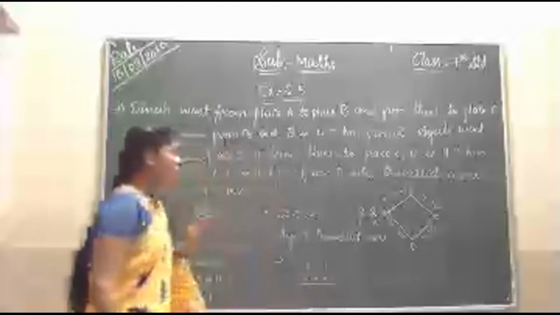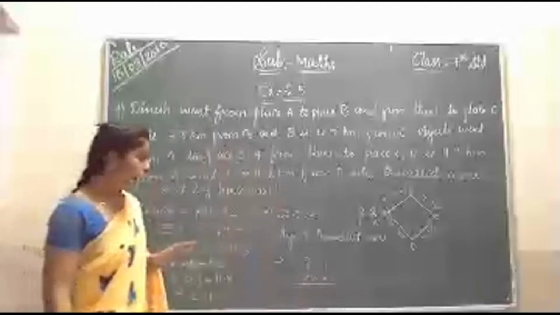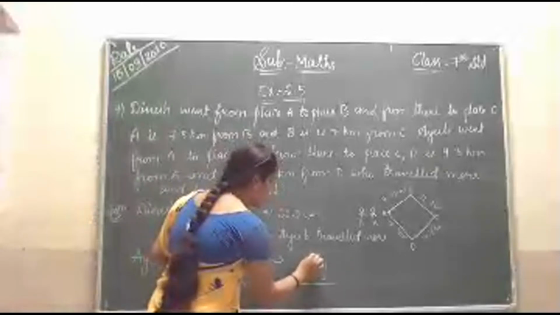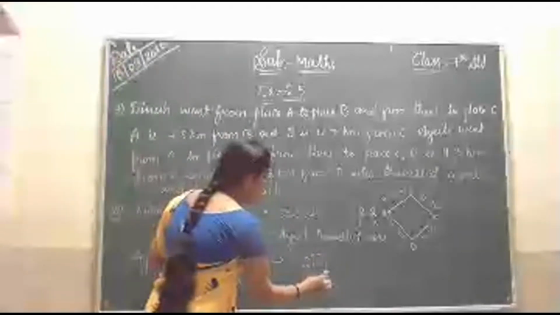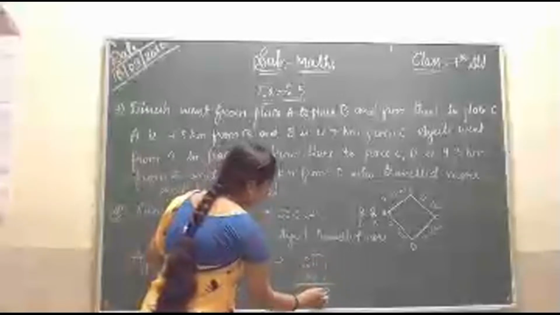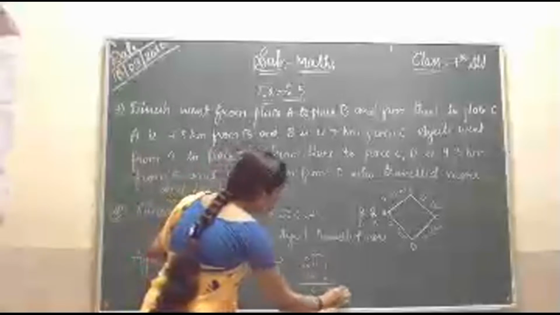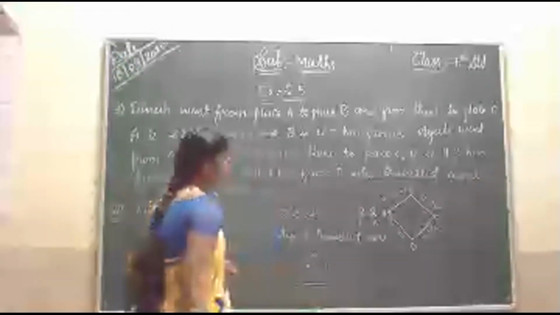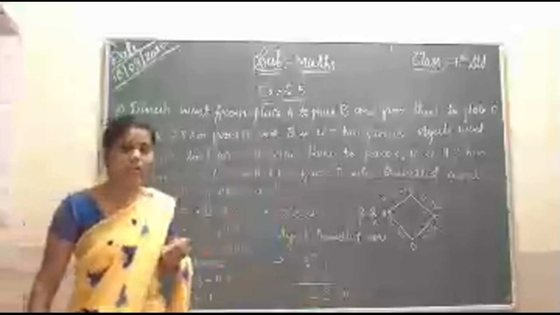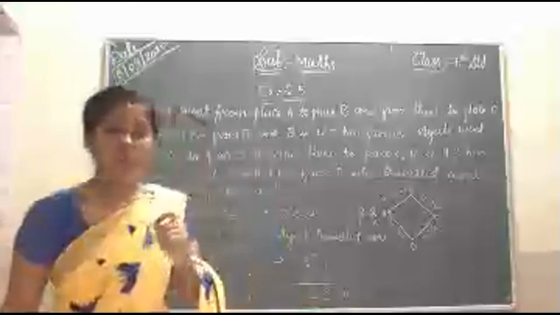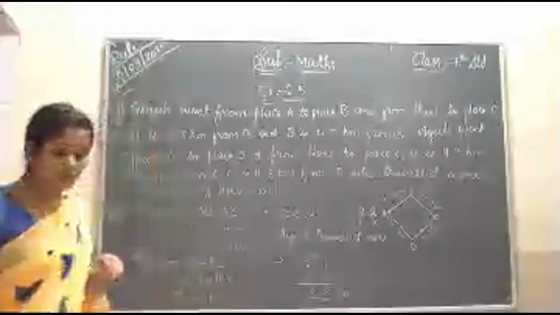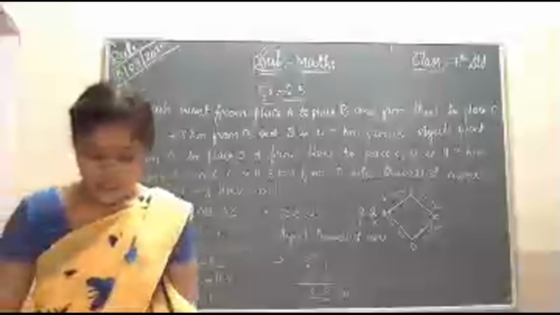Here 1 is less than 2, so take from here, carry, here 11, here 0. 11 minus 2 is 9, 0 minus 0 is 0, and 2 minus 2 is 0. So by how much did Ayub travel more than Dinesh? By 0.9 kilometers. Ayub traveled more than Dinesh by 0.9. Okay, so this is your solution.